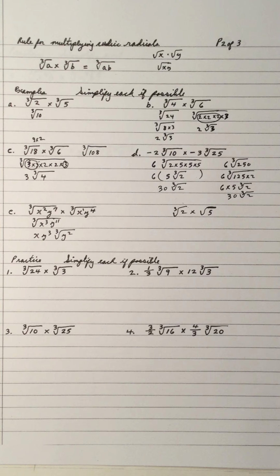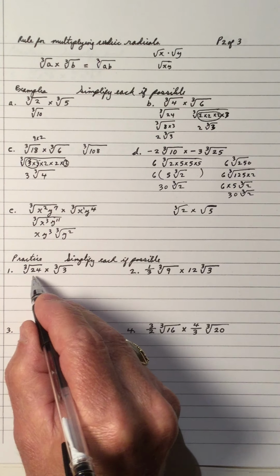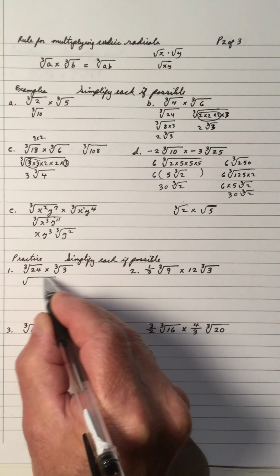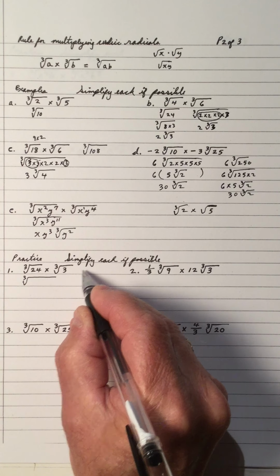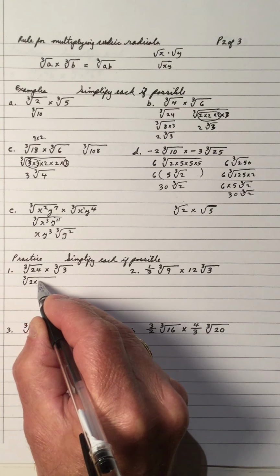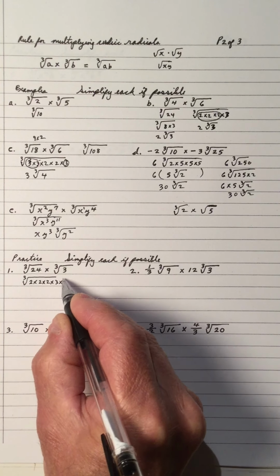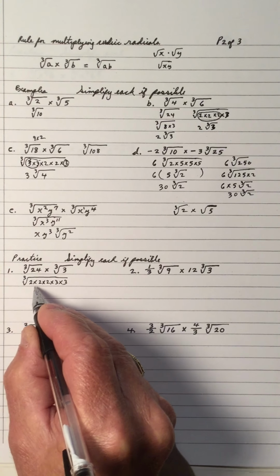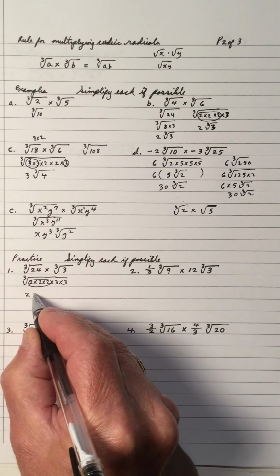Practice. Pause the video and work these out on your own. Let's see. 24. Again, they're both cube roots, so 24 is 2 times 12, which is 2 times 6, which is 2 times 3, times the 3 that's there. And the cube root, there's 3 2's, that's an 8. The cube root of 8 is 2.